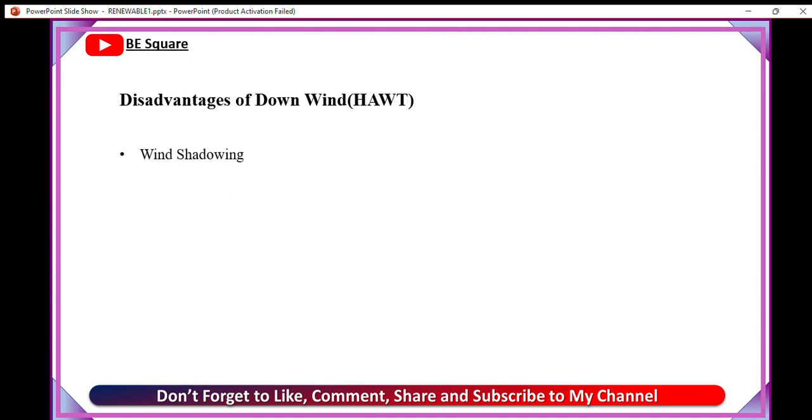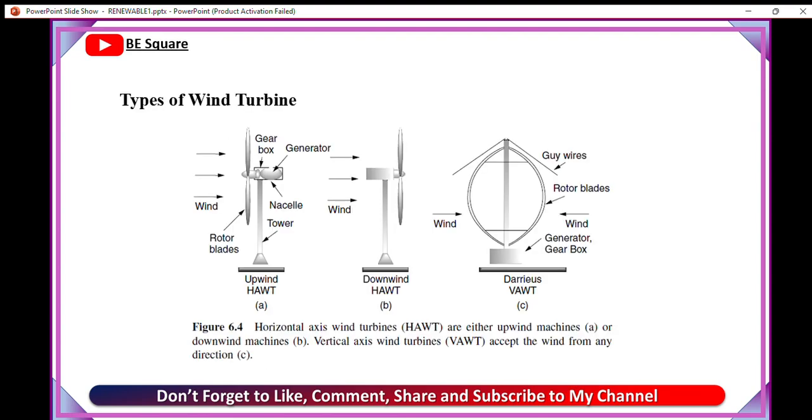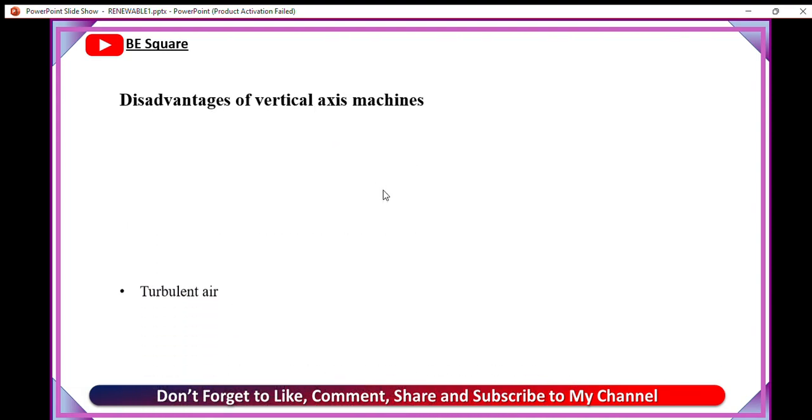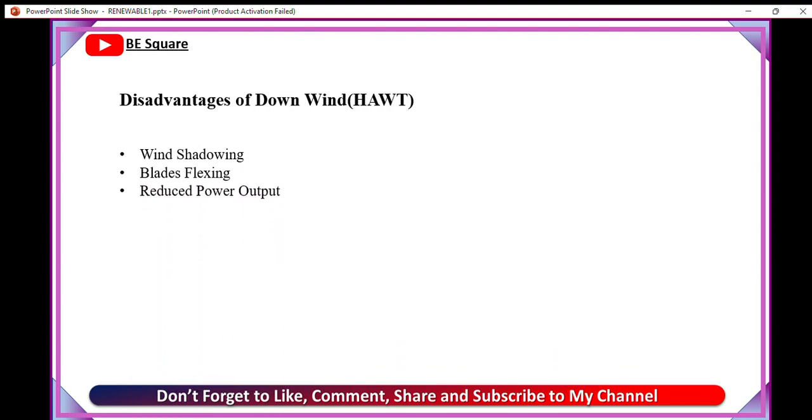One of the main disadvantages of the downwind is wind shadowing. Let me show you from the diagram described below. This is downwind. Actually, there is the tower between the wind and the blades that creates a shadow, and the blades don't face the wind. This is what is called wind shadowing. That's why there is some disadvantage of the wind turbine in terms of reduced power output.